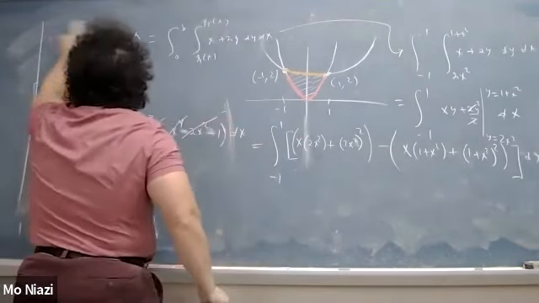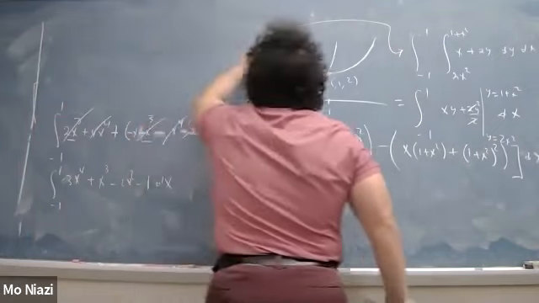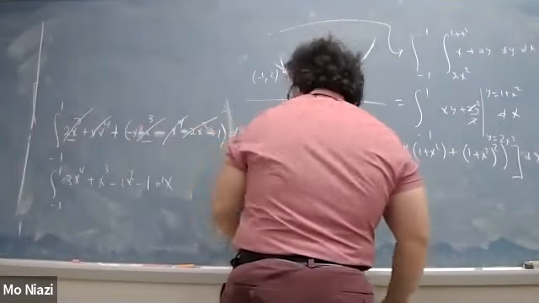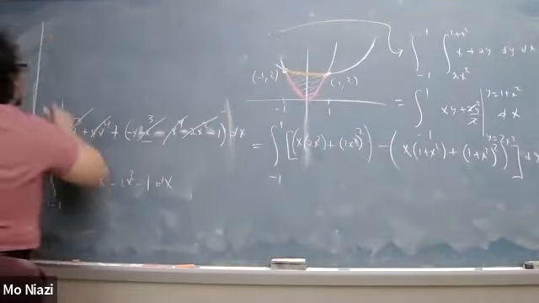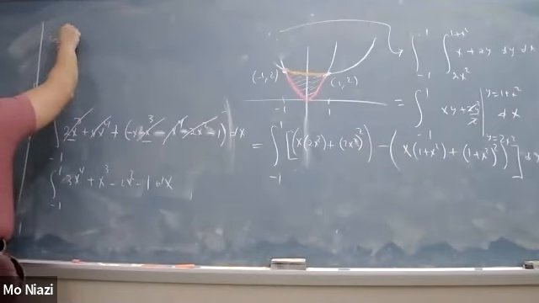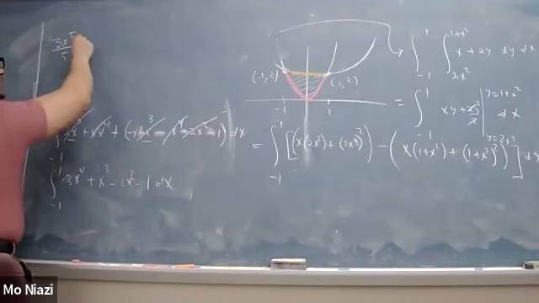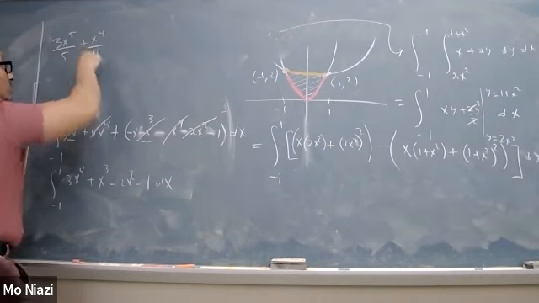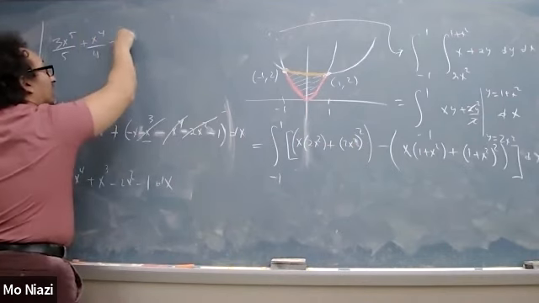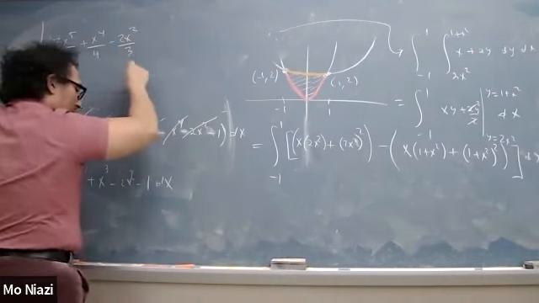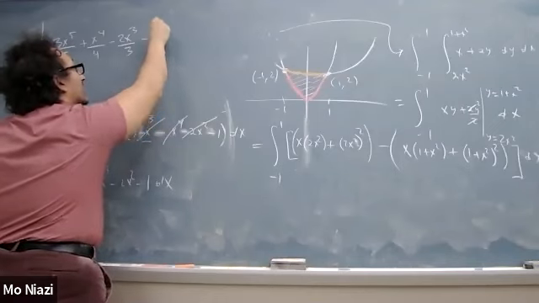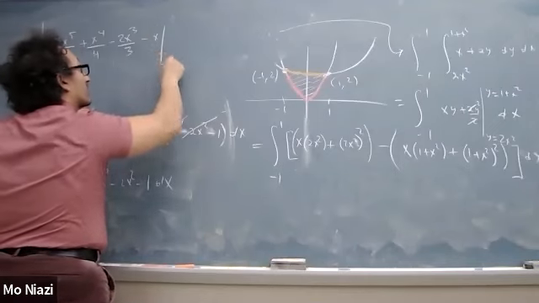So, moving the integral upstairs, we integrate, so this becomes 3x to the 5th all over 5, plus x to the 4th all over 4, minus 2x cubed all over 3, minus x, everything evaluated from -1 to 1.